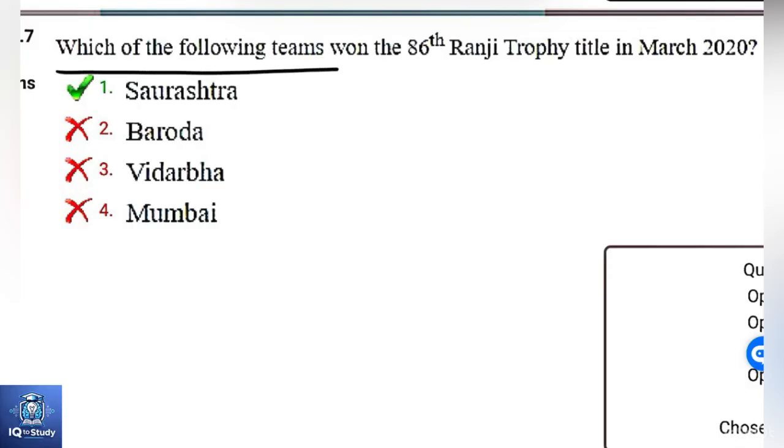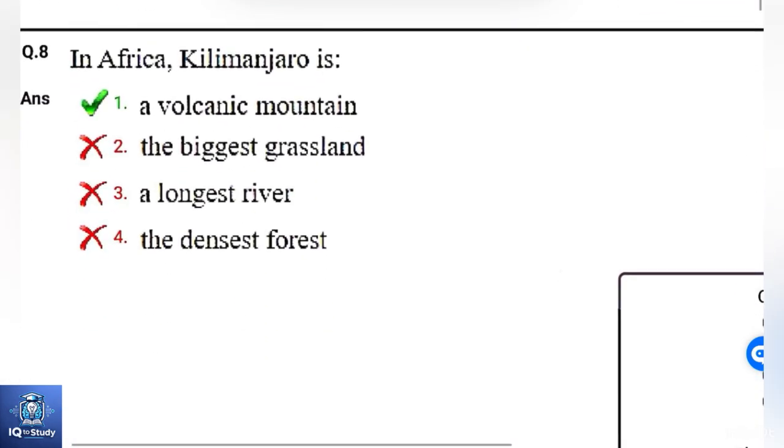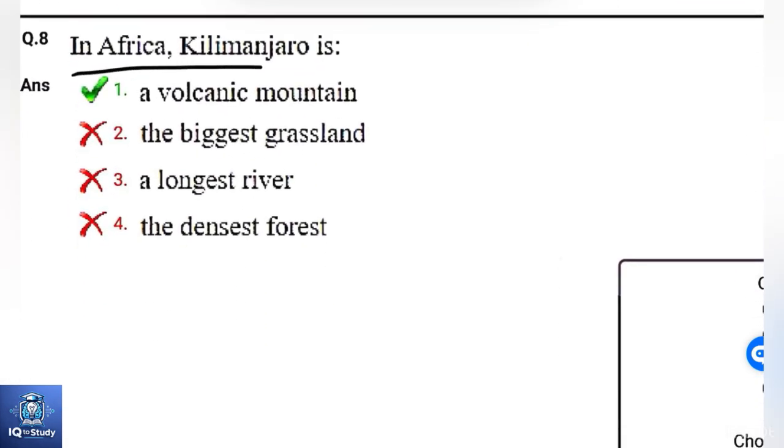Which of the following teams won the 86th Ranji Trophy title in March 2020? Saurashtra in 2020. In Africa, Kilimanjaro is a volcanic mountain.